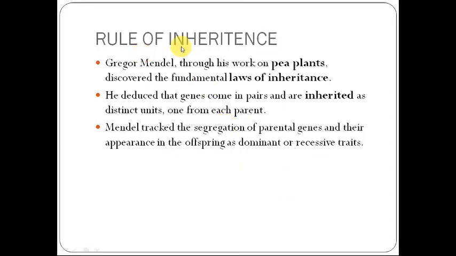Rule of inheritance. Gregor Mendel, through his work on pea plants, discovered the fundamental law of inheritance. Now you wonder why pea plants. I will explain this further in the next slide. He deduced that genes come in pairs and are inherited as distinct units, one from each parent, like we saw before. Mendel tracked the segregation of parental genes and their appearance in offspring as dominant or recessive traits.